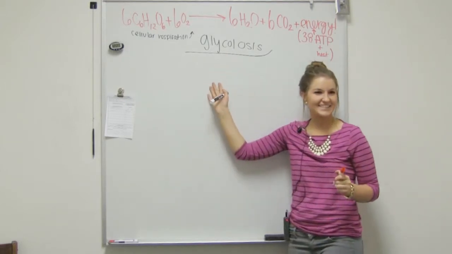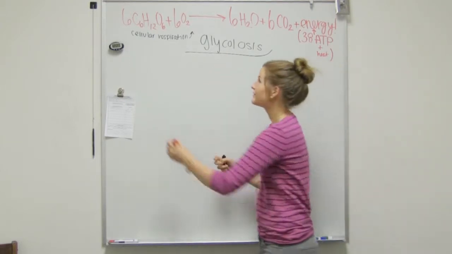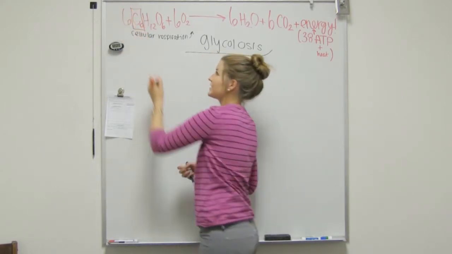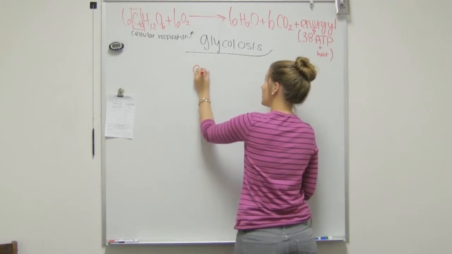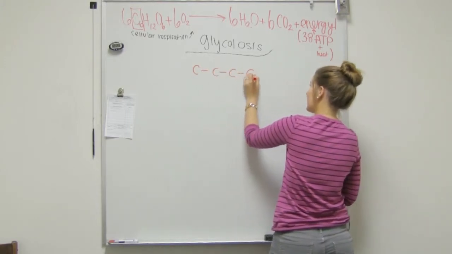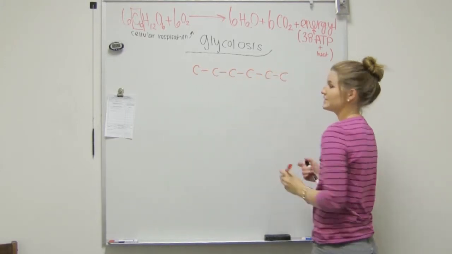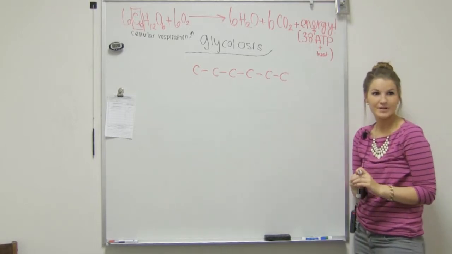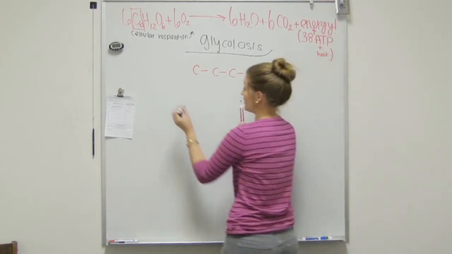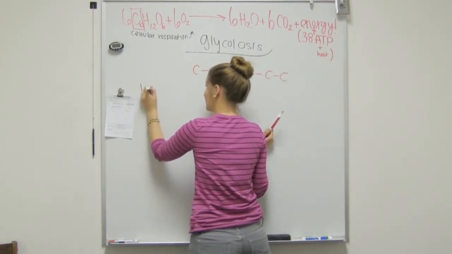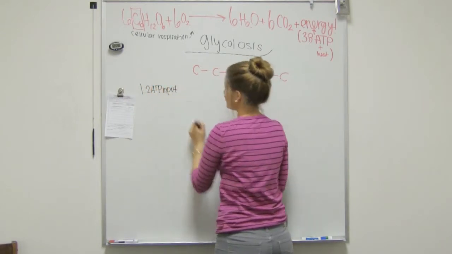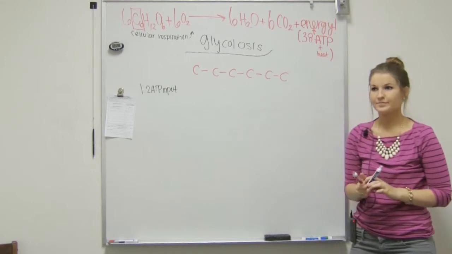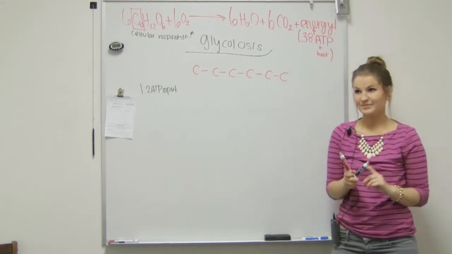Okay, so glycolysis. What are we going to start with? Our 6-carbon molecule called glucose. Okay. So 1, 2, 3, 4, 5, 6. Glucose. Okay, what's our first step in glycolysis? ATP. 2 ATP input. That's what I was looking for. That's right. We start with 2 ATP to start the glycolysis.